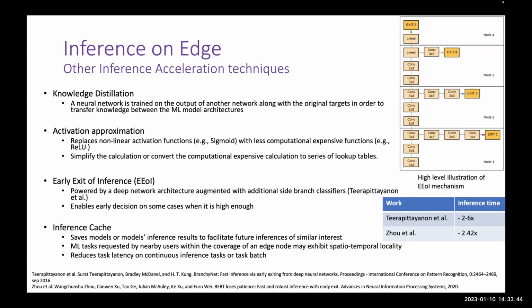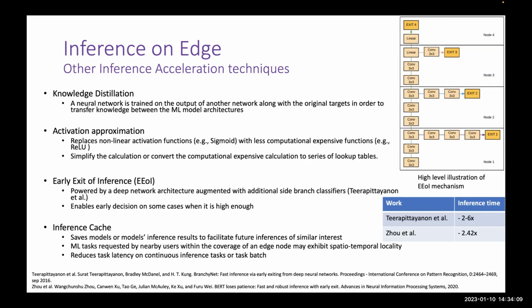So the second one is the activation approximation. As I said in the beginning, the paper is very long, so I try to summarize it as much as I can. So with activation approximation, you are trying to replace non-linear activation functions with simpler ones, so that the computation that will be done on the device will be simpler and faster, I would say.